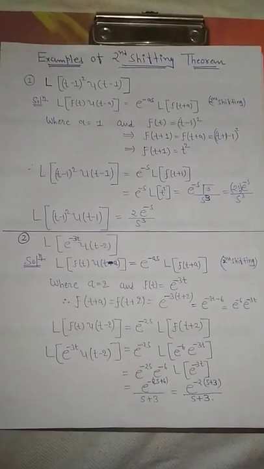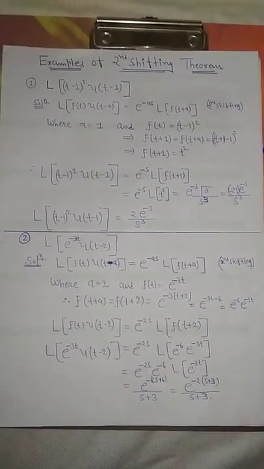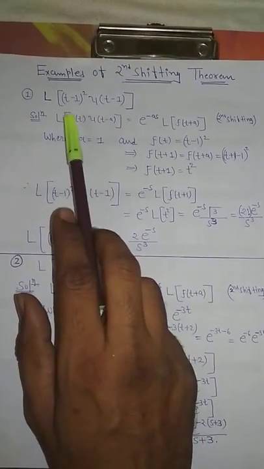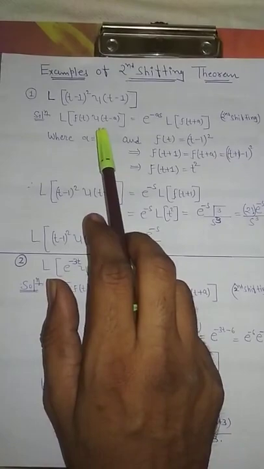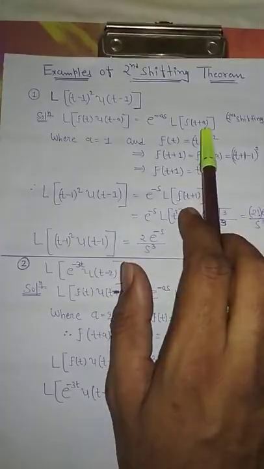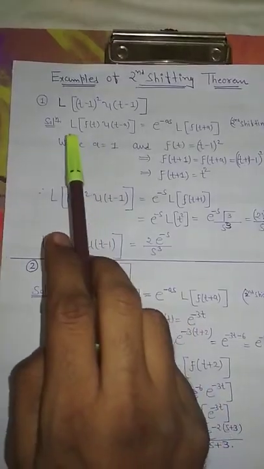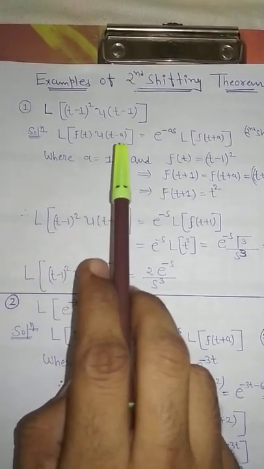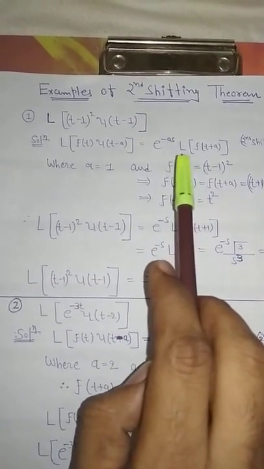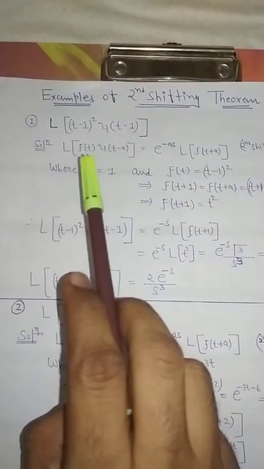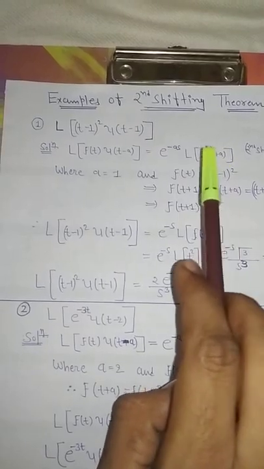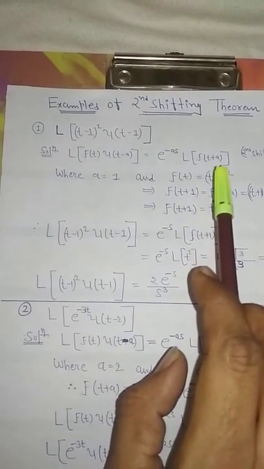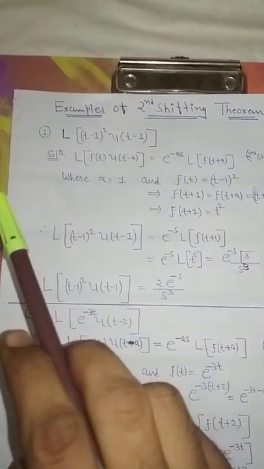Let us see examples of the second shifting theorem or unit step function. First example: find the Laplace of (t minus 1) square times the unit step function u(t minus 1). So we have a function f(t) and unit step function u(t minus a). This is our second shifting theorem. For example, the Laplace of f(t) u(t minus a) equals e raised to minus as times the Laplace of f(t plus a) here because we have f(t). If we have f(t minus a), we take the Laplace of f(t). But here we have f(t), so we are taking the Laplace of f(t plus a). So in the Laplace example we are adding a, and in the inverse Laplace example we are subtracting a.